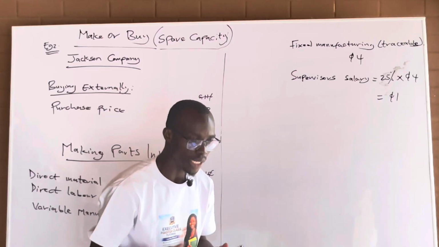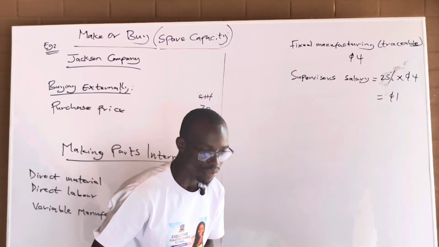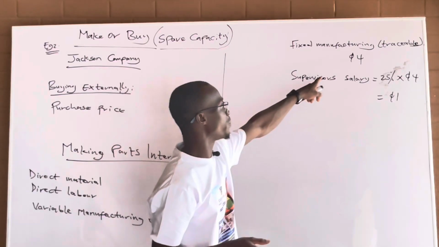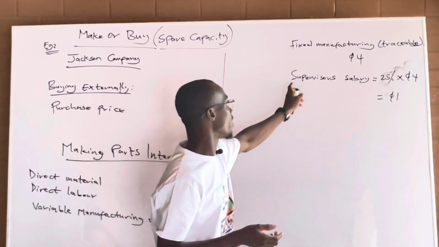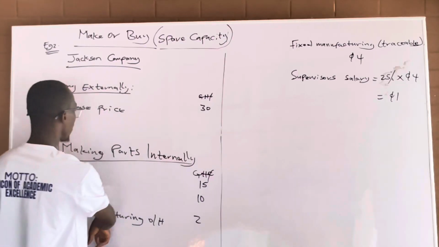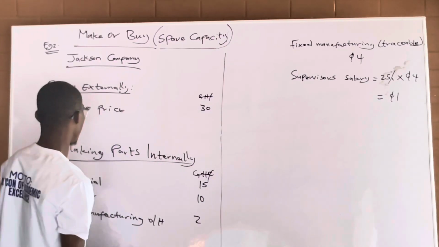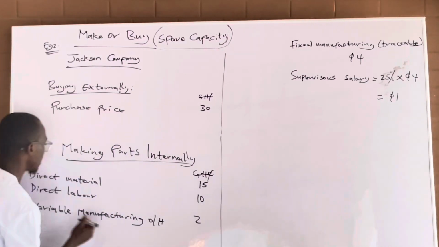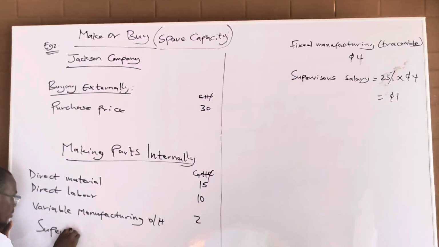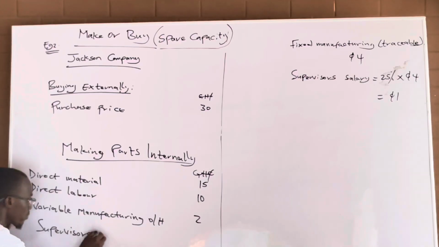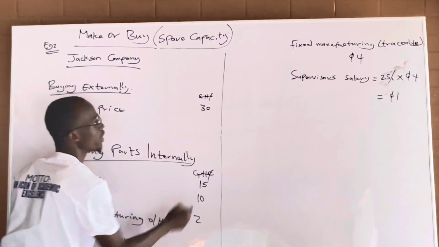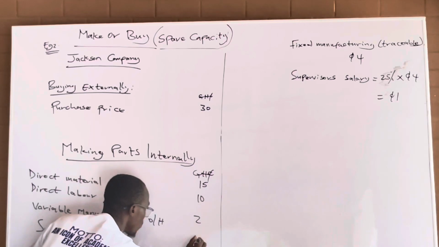But the question proceeded and they give us some other info, that 75% of the 4 Ghana cedis here represents what? Depreciation. So the remaining was supervisor salary, which is 1 cedi. So we need to bring in the supervisor salary. That one will form part of what? The marginal cost, supervisor salary. And that one is what? The 25% of the 4 Ghana cedis, and it gave us 1 cedi.